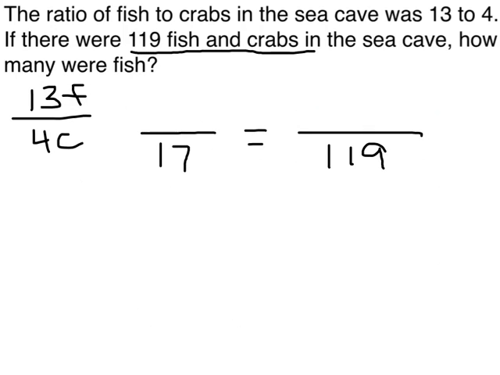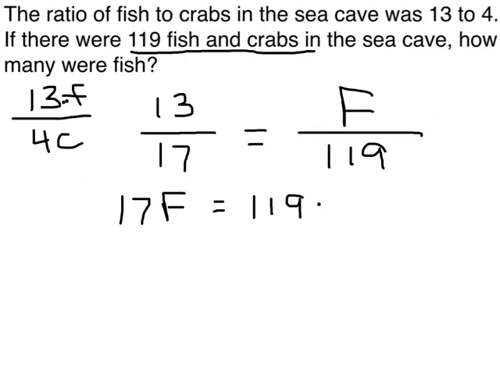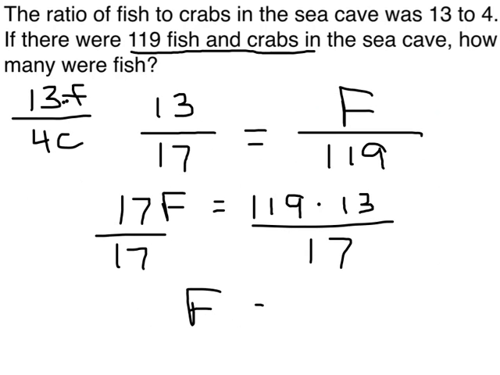All right, and we're looking for how many were fish. So we're going to use this 13. 13 over 17 equals, we'll use F since we're looking for fish. All right, so we're going to say 17F equals 119 times 13, and I don't have my calculator with me, so I'm just going to let you guys do that. And when we find that, we would divide by 17, and that would give us our answer. Okay, to save time, let's go to your practice problem.